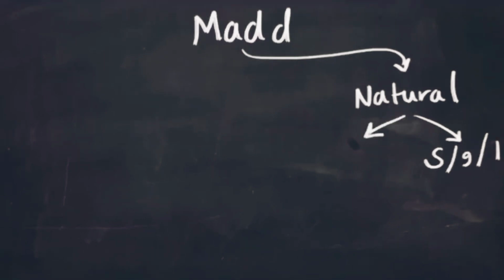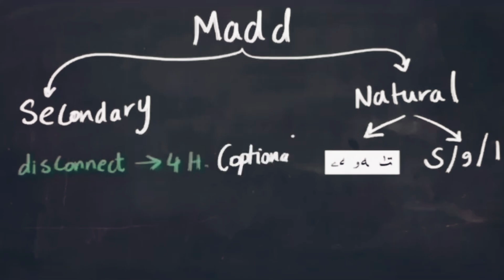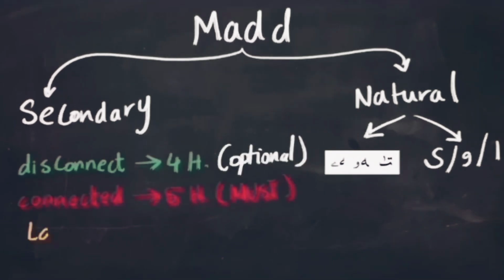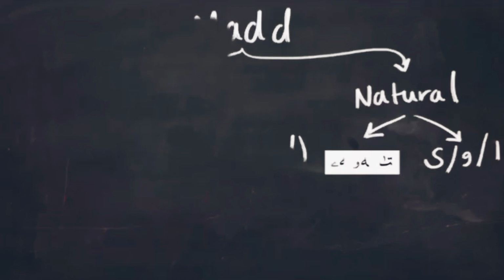So in a nutshell, med is natural if you see any of the long vowels that don't have anything on top or under it, or the signs that represent the long vowels. And the secondary med is either disconnected, so you give it 4 harakat, which is optional, connected, so you give it 5 harakat, which is mandatory, and med lazim, which is 6 harakat, which we just explained at the end.